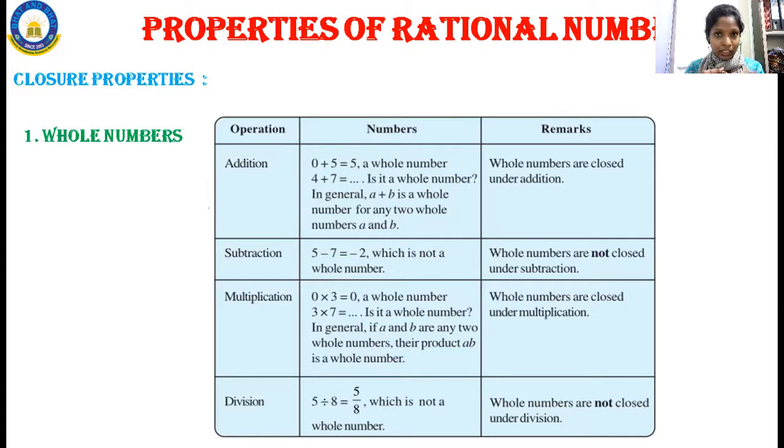Say for example, if you add any two whole numbers, the result that you get will be a whole number itself. And when I come to subtraction under the whole numbers, you can observe here 5 minus 7, which is equal to minus 2. Why have we got minus 2 here? Because 5 is the lesser number and 7 is the greater number. So if you subtract a greater number from a lesser number, your answer will be negative, which is not a whole number. And the whole numbers are not closed under subtraction.